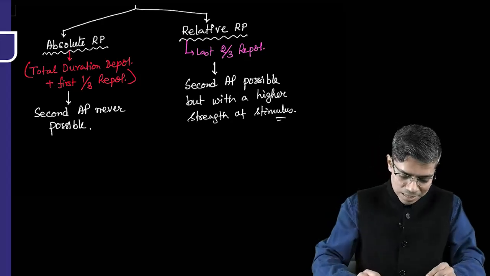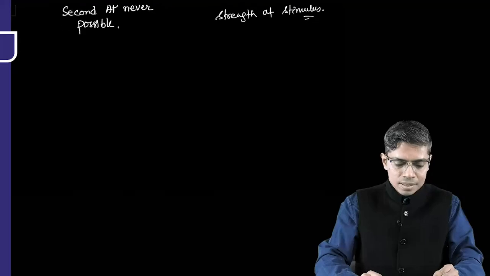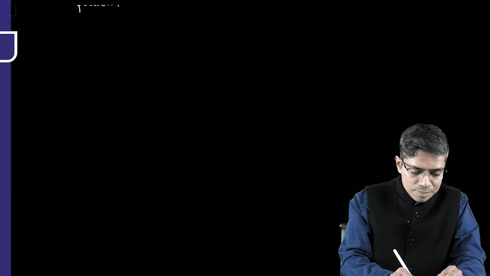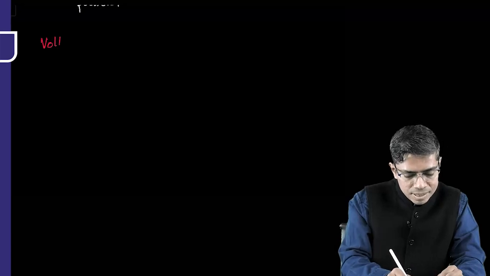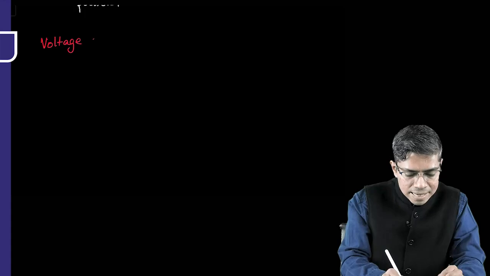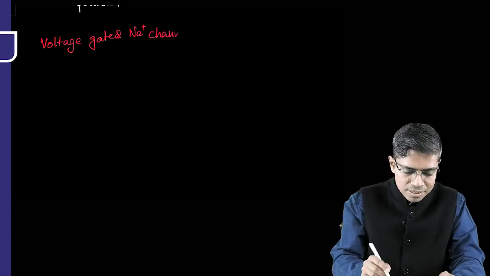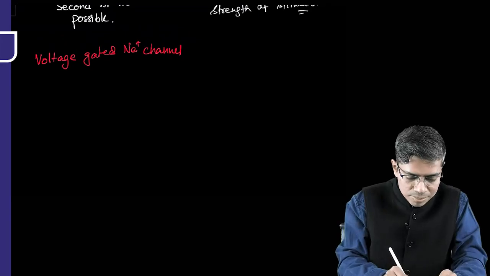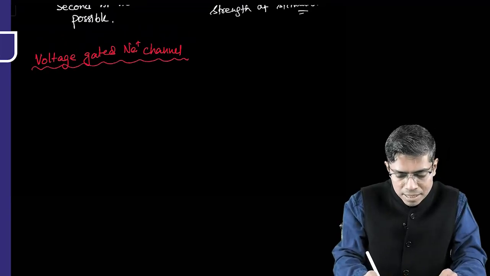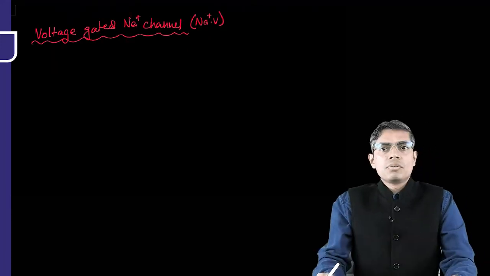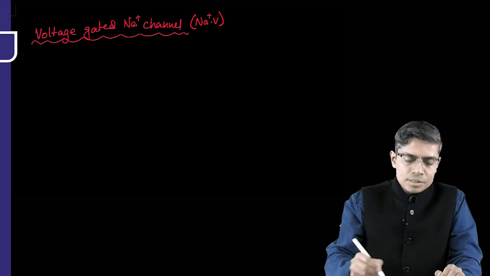To understand this concept, you have to understand the different stages of the voltage gated sodium channel. Different stages of the voltage gated sodium channel, Na V, right? So a voltage gated sodium channel means it will have gates.